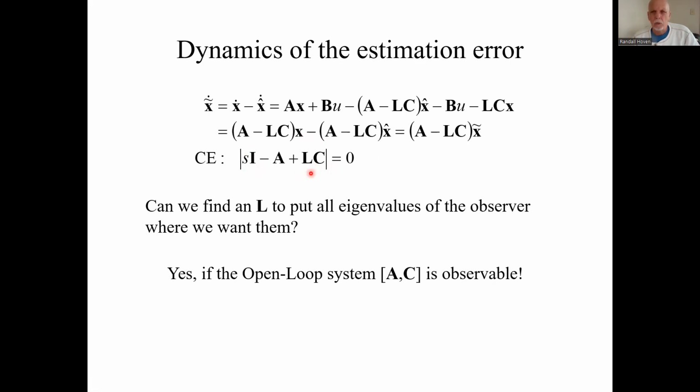So much like we did with control feedback to find the K, we can find this L to place the observer's poles where we want them, as long as the open loop system is observable. So we can calculate an L, much like we did for the controller K.